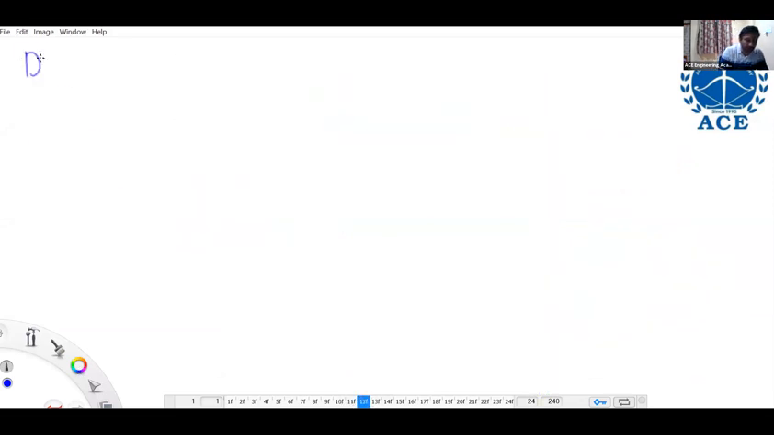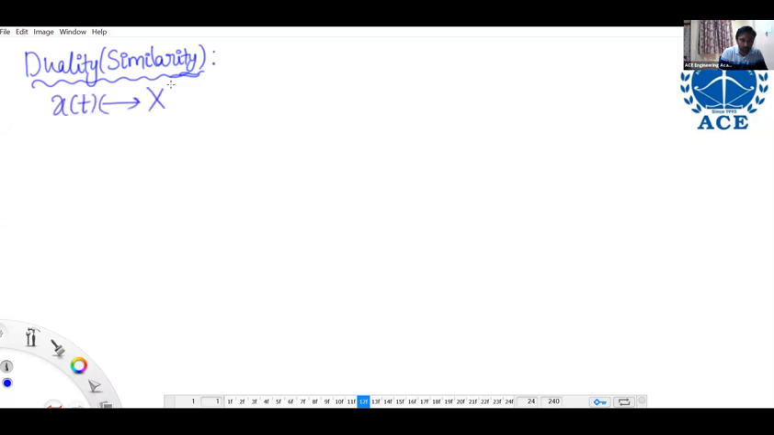Next observation which we are making is called the duality or similarity property. If x of t transform pair with X of omega, then capital X of t transform pair with 2 pi into small x of minus omega.